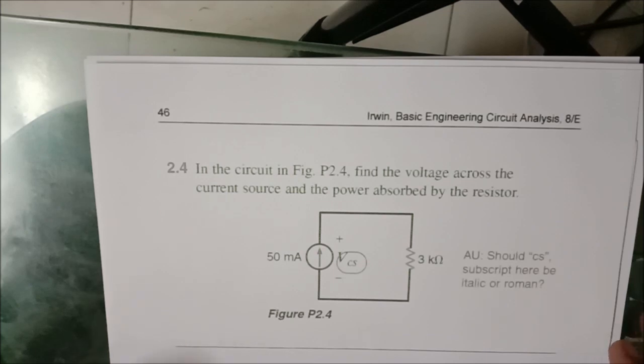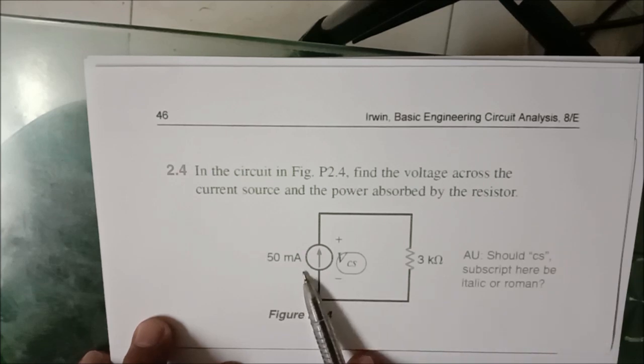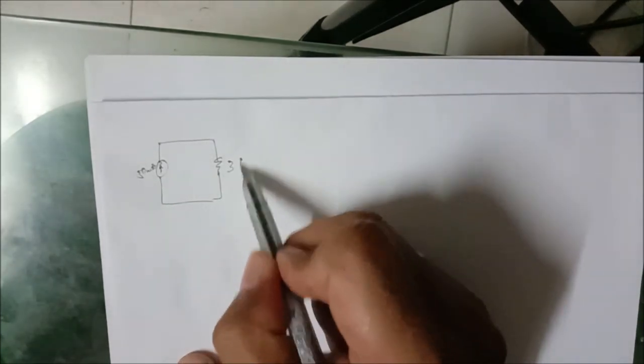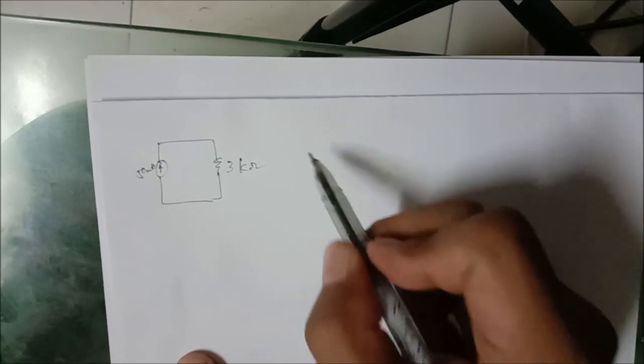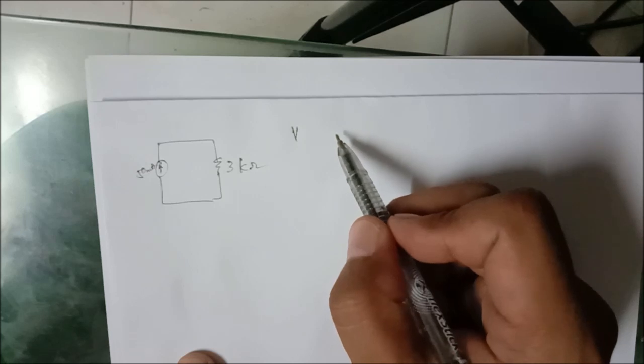Okay, so number 4 naman tayo. Number 2.4, in the circuit in figure 2.4, find the voltage across the current source and the power absorbed by the resistor. So, meron tayong 50 milliampere source and 3 kilo ohm resistor. I-rewrite ulit natin. So, meron tayong 50 milliampere source. Meron tayong resistor, which is 3 kilo ohm. Find the voltage across the current source and the power absorbed.